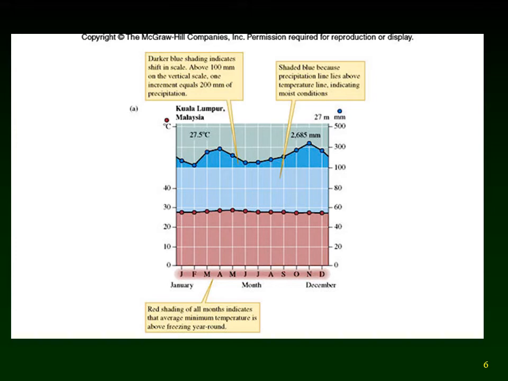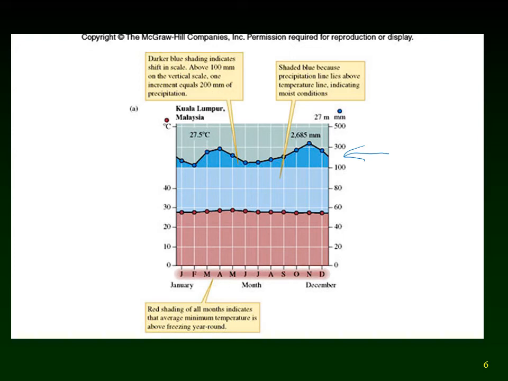This example shows you an area where we've got high amounts of precipitation all year, and it's got so much precipitation they have adjusted the scale. So pay attention to the scales on these diagrams in your textbook. So we're going by 20 millimeters up until we get to 100, and then that same distance now where they've got a darker shading means that they have adjusted the scale. It would have been off the top of the graph if they didn't do that.